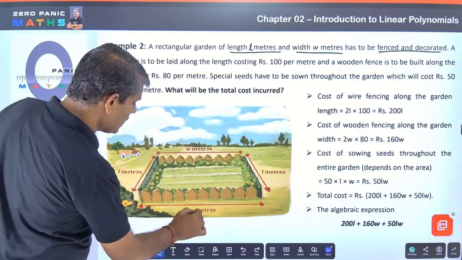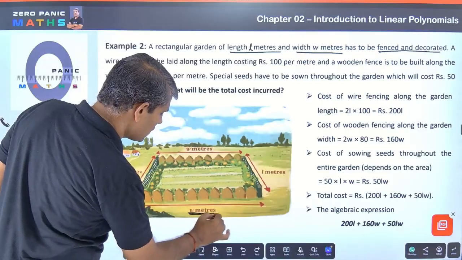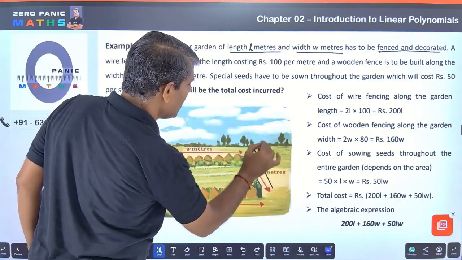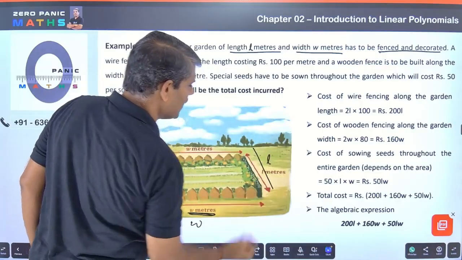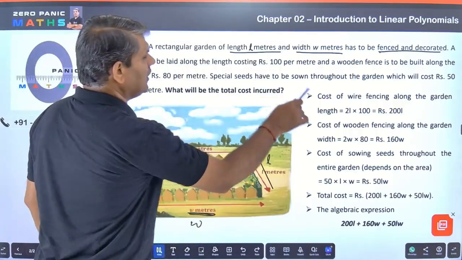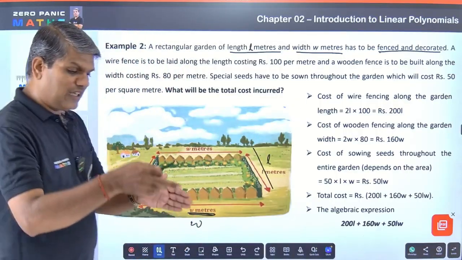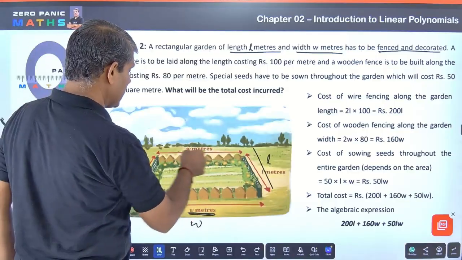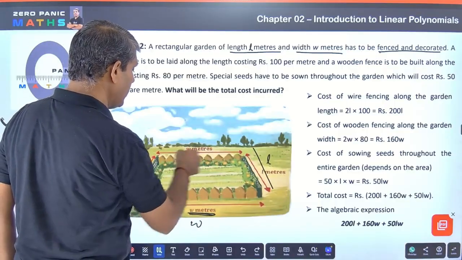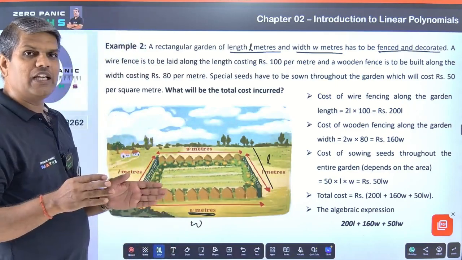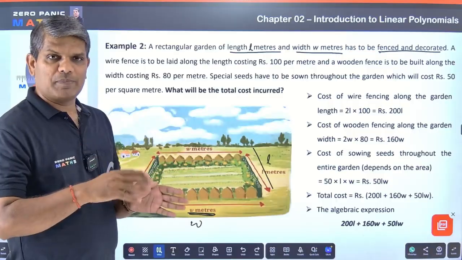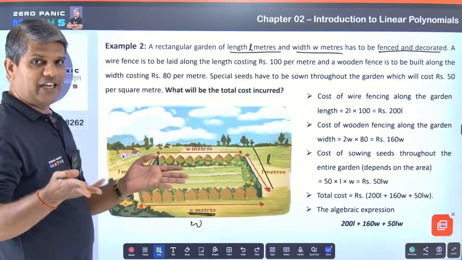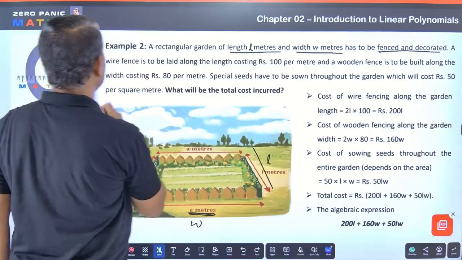So assume that this is the width. You see that here it is W, and this is the length, and suppose it is L, they are saying. This has to be fenced. The fencing is towards the circumference or the perimeter of the rectangle. They are putting some wires for security purposes. That is called fencing in general. So they want to fence it with different materials. And what are those materials? They have explained it here.